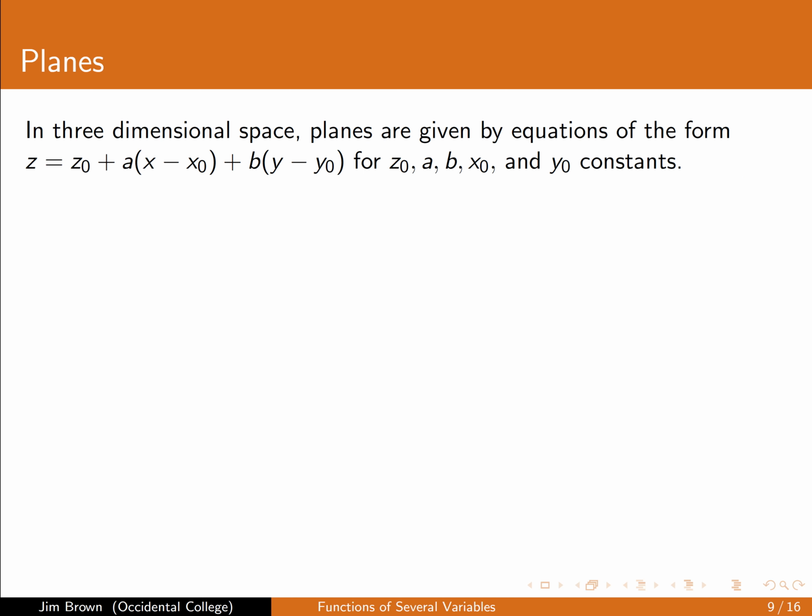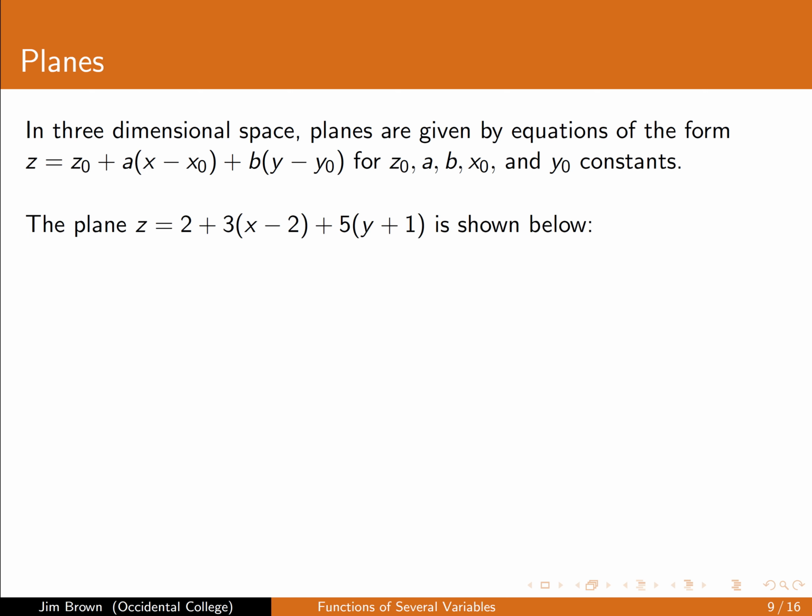Okay, so now let's see some graphs and how this works. So we know in 2 space, what we've been using in Calc 1 and in college algebra, a line is given by y equals mx plus b. In 3 dimensions, a similar equation gives a plane. So if I take z equals z0 plus a times (x minus x0) plus b times (y minus y0), where z0, a, b, x0, and y0 are all constants, then this gives a plane.